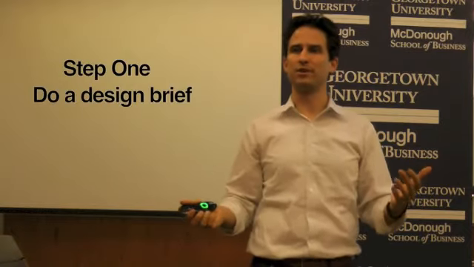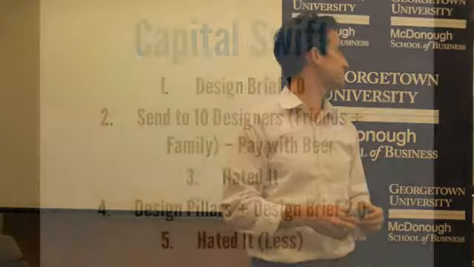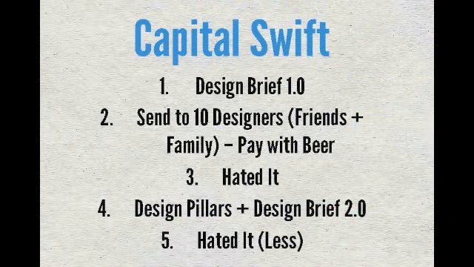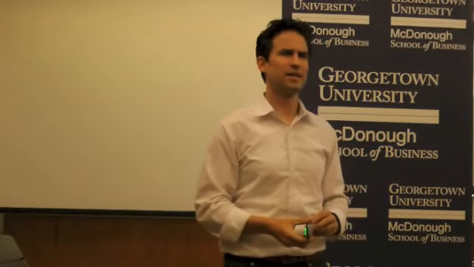So let's talk a little bit about our process, and I'll tell you some of the things that we made mistakes on with Capital Swift. The first thing that we did is we said, let's do a design brief. So we took 3 people who were business people, and we wrote up a design brief. We sent this design brief out to 10 of our friends, promising some beers, and they hated it. So we thought, all right, let's try again. Let's try and do design pillars based on some of their feedback, and they still hated it. They hated it a little bit less.